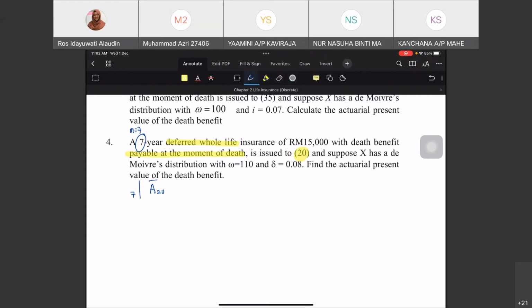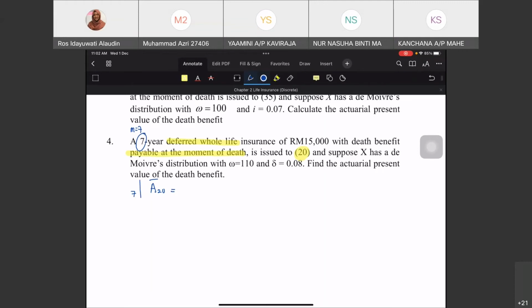Okay, so when deferred, the lower bound starts from 7. What kind of distribution do we use in this problem? We use De Moivre's law. So you know that for De Moivre's law, the upper bound is omega minus x. The omega is 110, delta is 0.08. So now we can find it. And this is the benefit, 15,000. The benefit we can put outside.